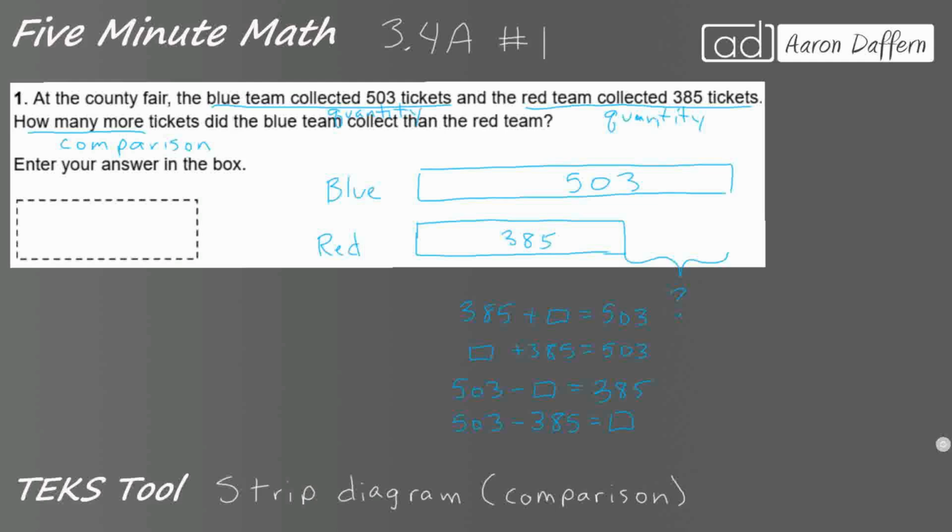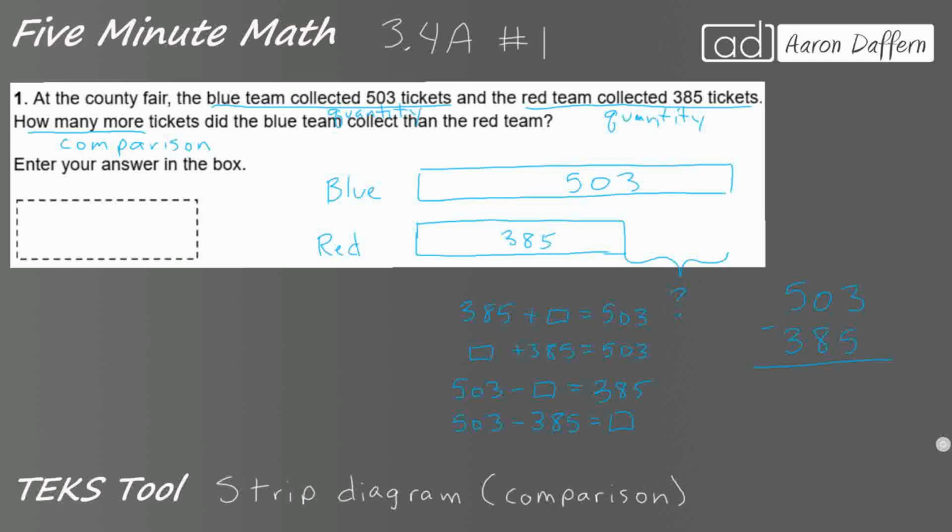Now, if we were to make a part whole strip diagram for a different problem, we would come up with the same four operations or the same four number sentences. So that's where the confusion comes in. You end up using the same operations, but it's a different relationship. We're comparing these two. So let's subtract 385 from 503. We're going to use a standard algorithm here.